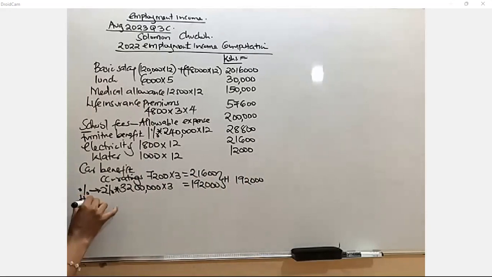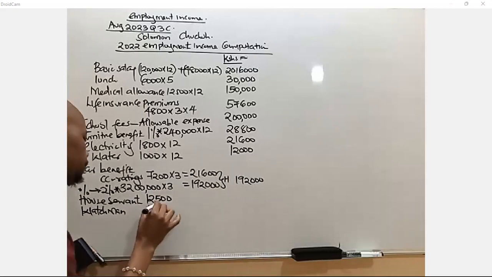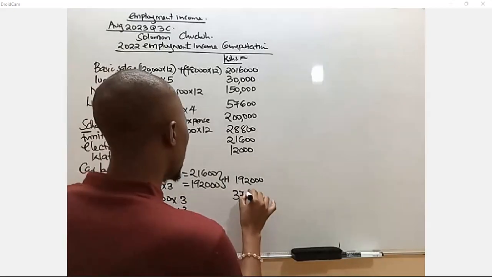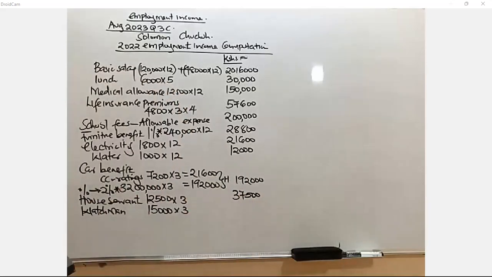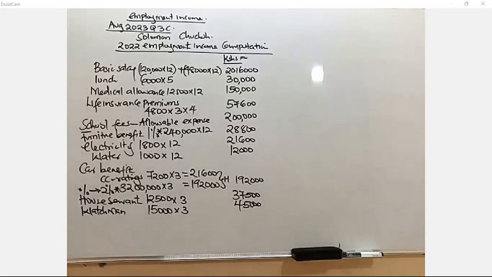We have been given a house servant here. How much is our house servant? We are told a house servant and a night watchman. A servant was 12,500, whereas the other one is 15,000. All of these we multiply by 3 months. So 12,500 will be 37,500. And if we compare with the market value, this one will be on the higher end. So here we have 45,000. You can choose to take it directly, right?